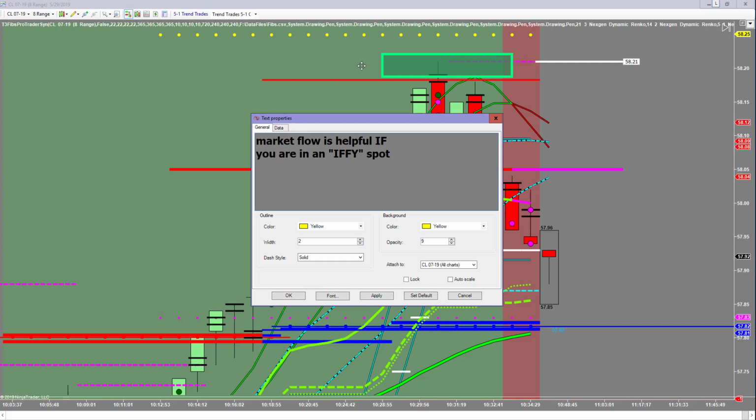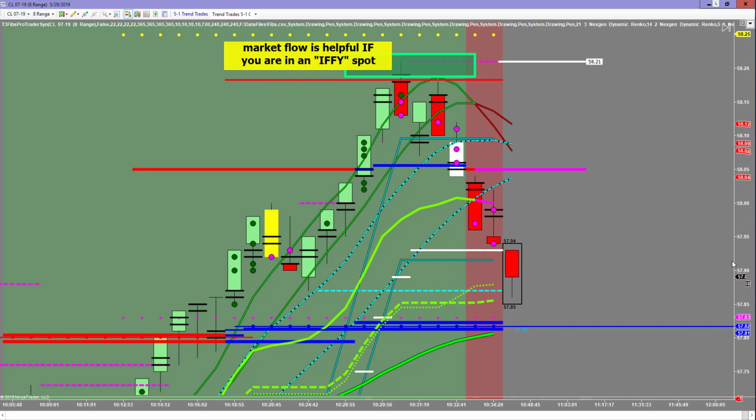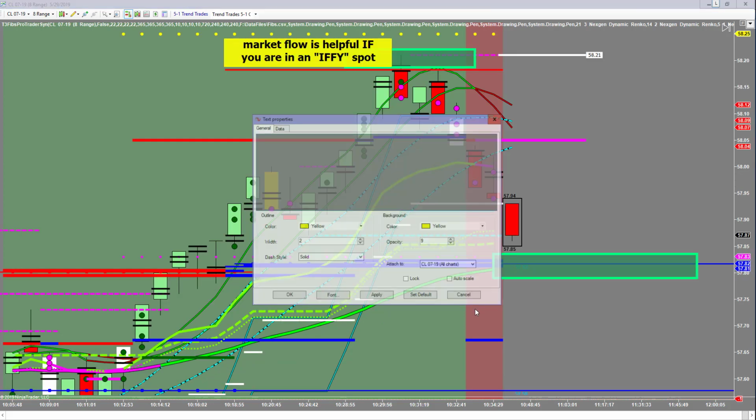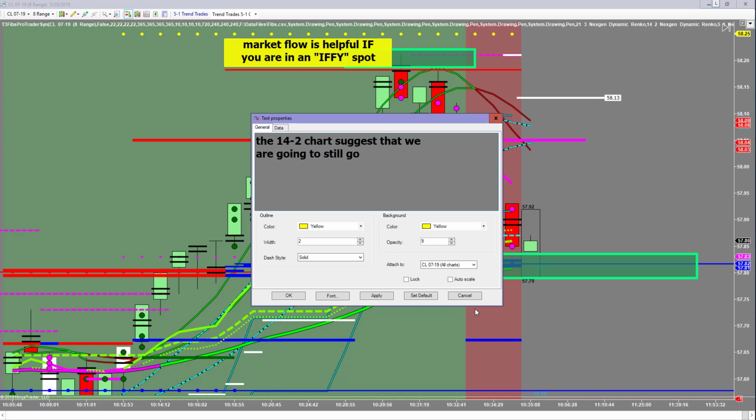If you're at resistance and you're saying, well, maybe it might hold, it might not be a good idea to jump in front of the freight train. Let me wait for a long signal. Well, you never got a long signal. If you say, the 14.2 chart suggests, let me just show you, the 14.2 chart suggests that we are going to still go up. Now I will get in with a signal.